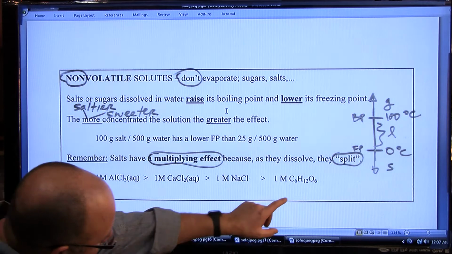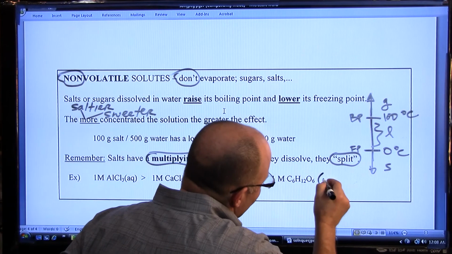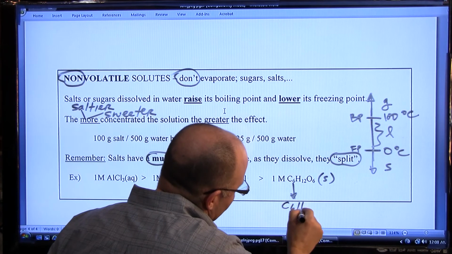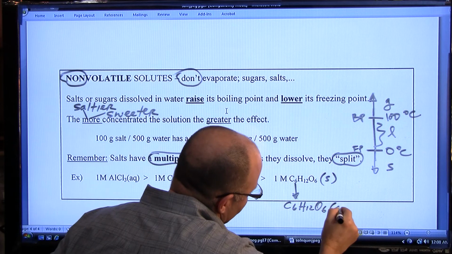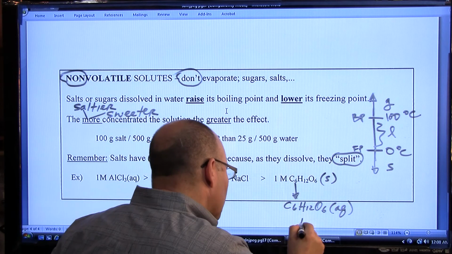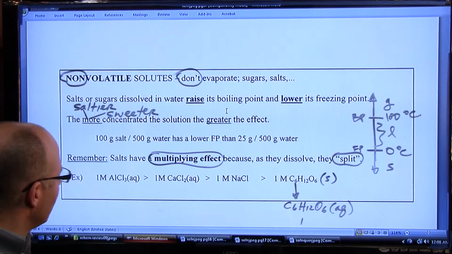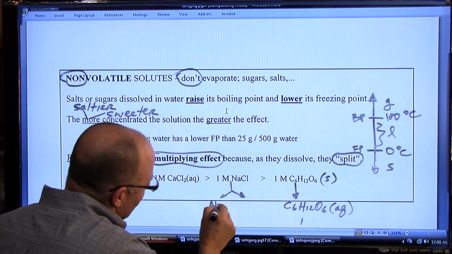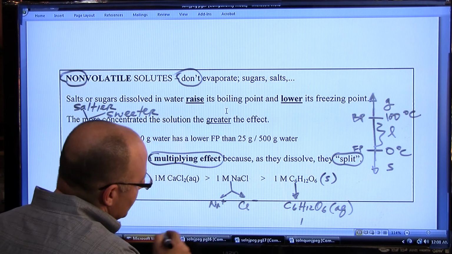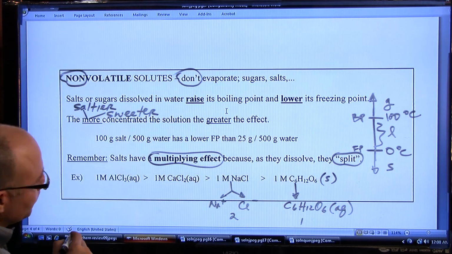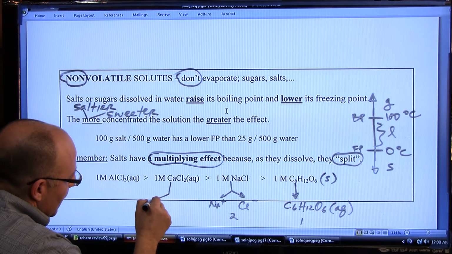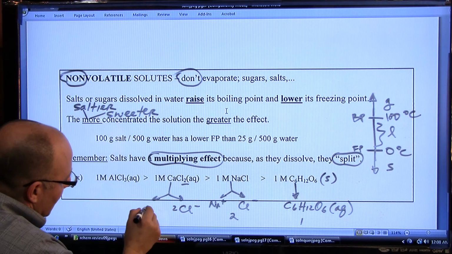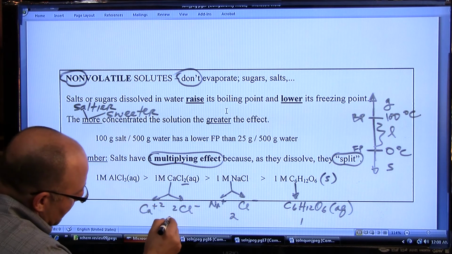So in the case of glucose, when you dissolve this, it doesn't split. All right, what you end up with simply is C6H12O6 aqueous. So that only gives you one particle for each unit of glucose. But the sodium chloride splits and ends up giving you Na+ and Cl- aqueous. So that gives you two particles. The calcium chloride, when it splits, gives you, notice, two Cl- and a Ca2+. So that gives you three particles.